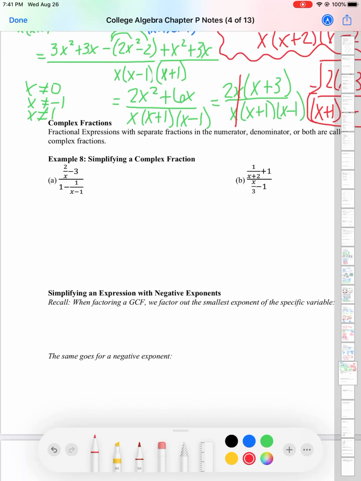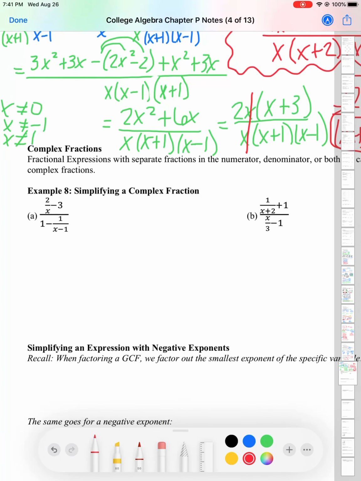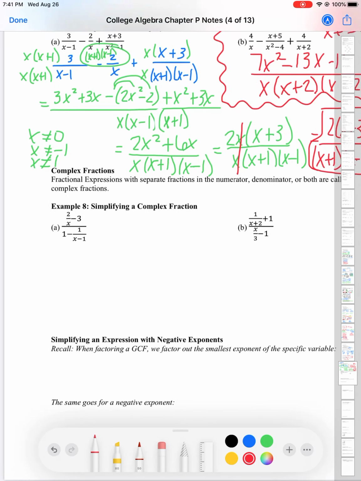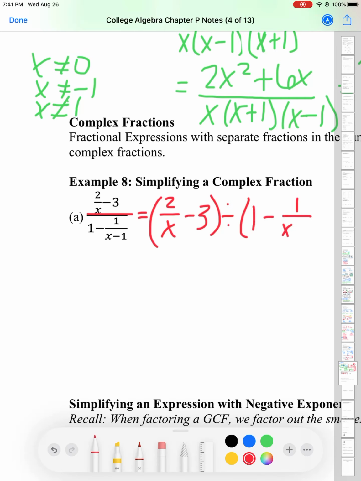Okay, example 8 is talking about complex fractions. Complex fractions are fractions that look like this, with separate fractions in the numerator, denominator, or both. So we're just going to break it down and use the division bar instead of the fraction bar. So this is like 2 over x minus 3 divided by 1 minus 1 over x minus 1.